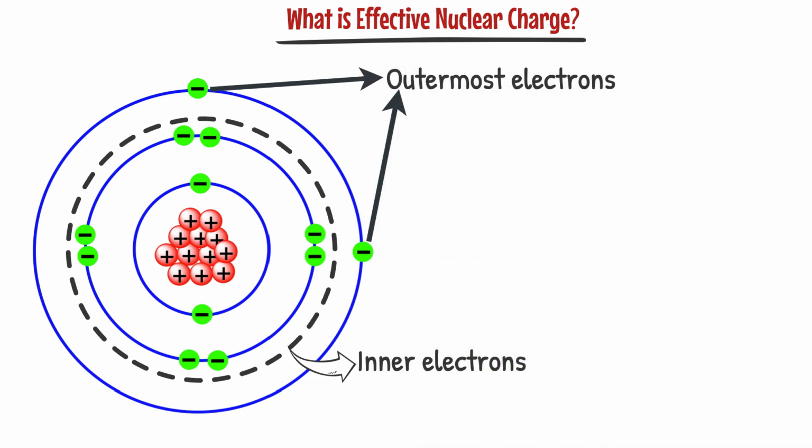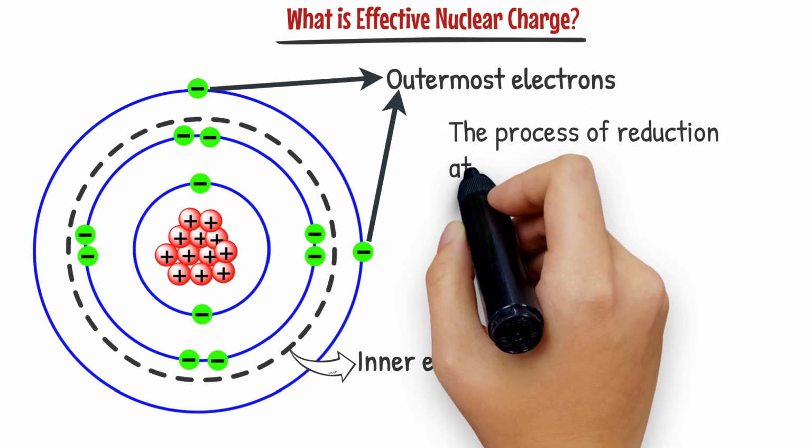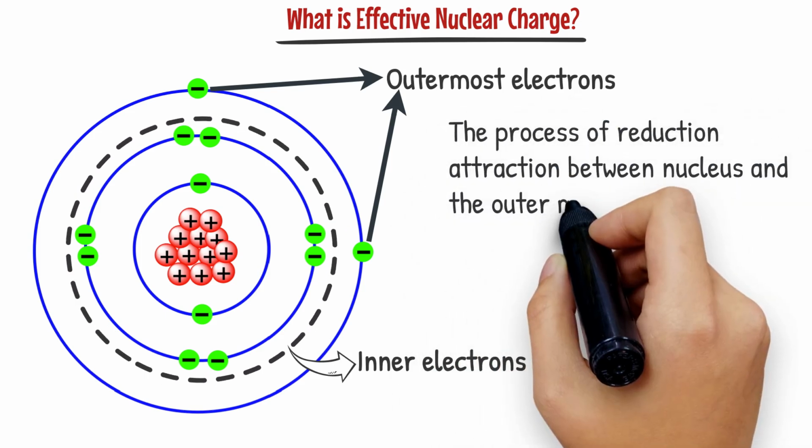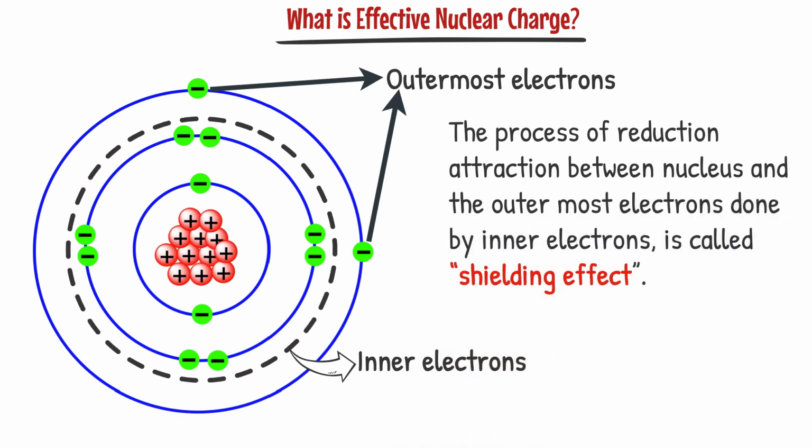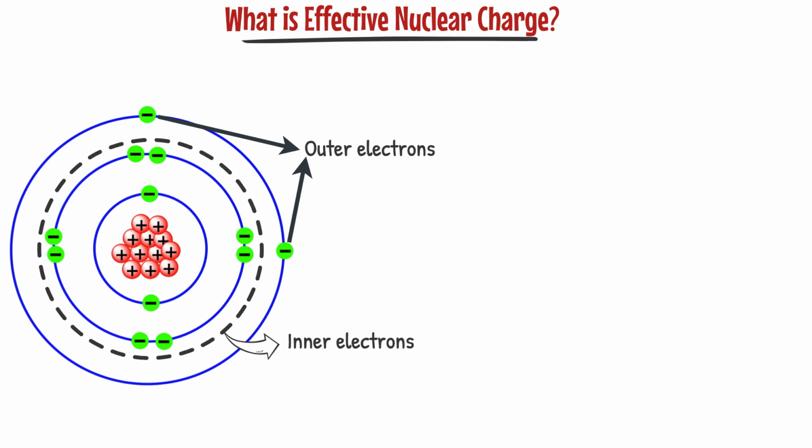This process of reduction of attraction between the nucleus and the outermost electrons is called the shielding effect. The positive charge remains after the shielding effect. That one which reaches the outermost electrons is called effective nuclear charge.